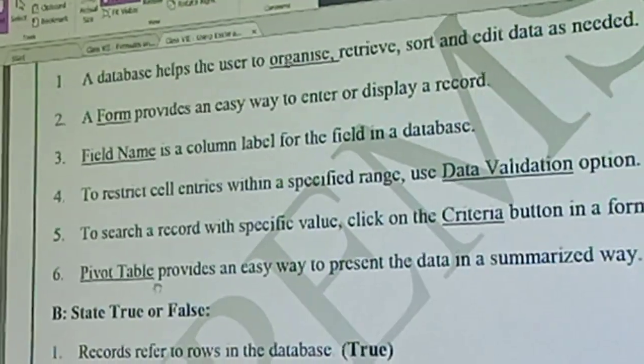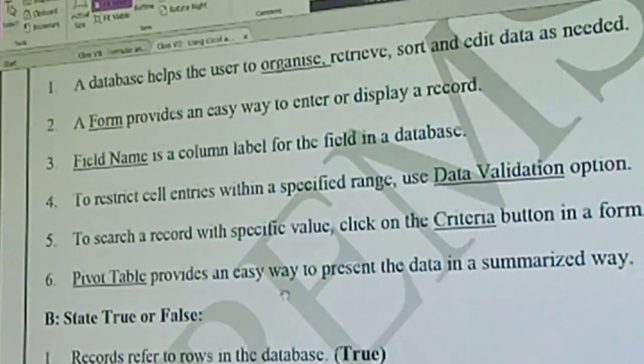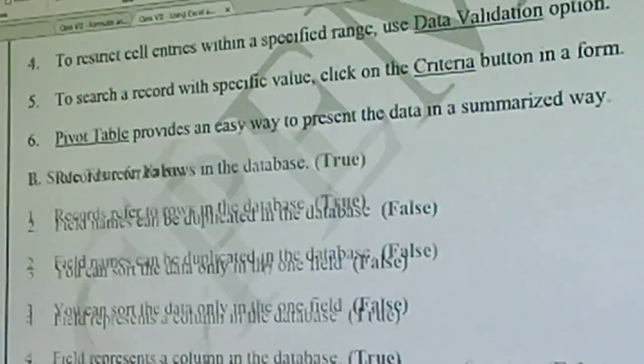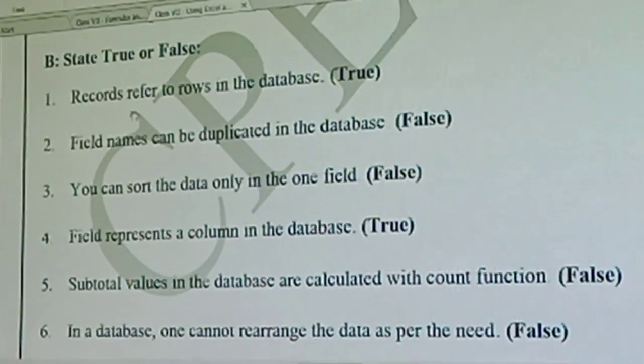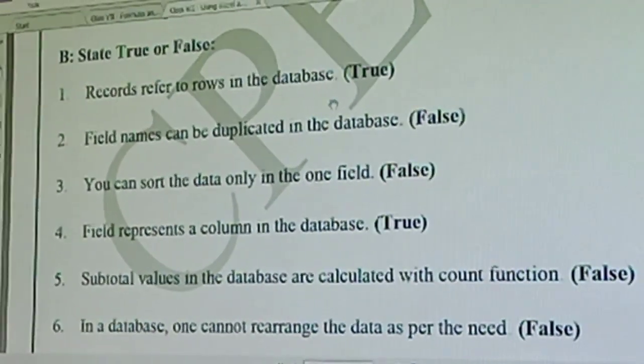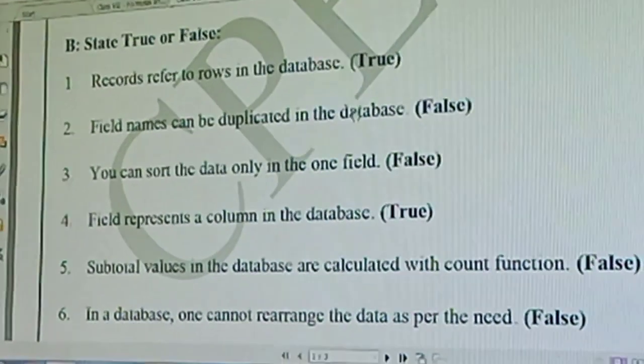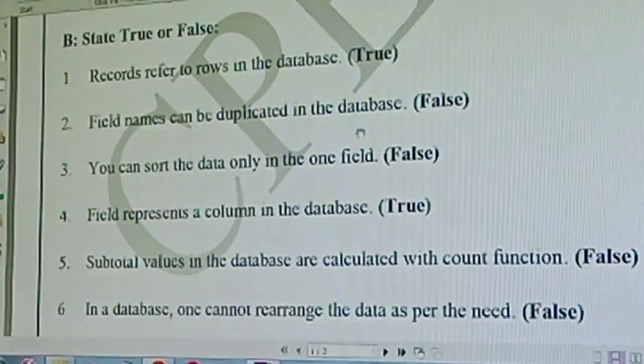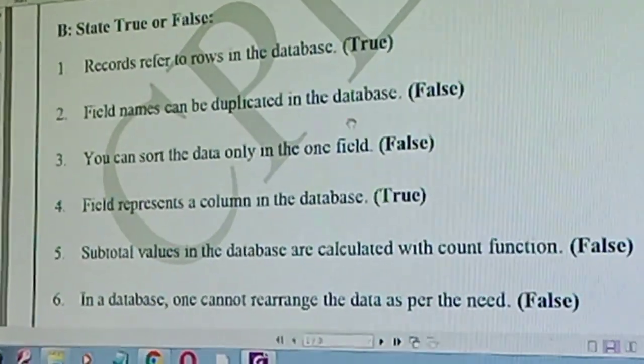Now, pivot table provides an easy way to present the data in a summarized way. Now, coming to true or false, records refer to rows in the database is true. Field names can be duplicated in the database is false. Field names cannot be duplicated.